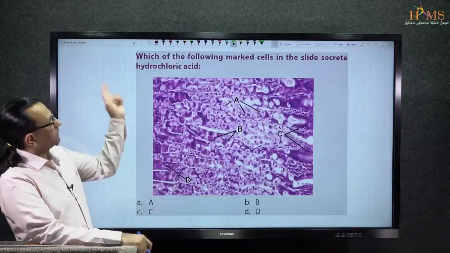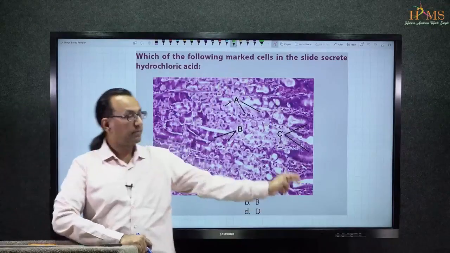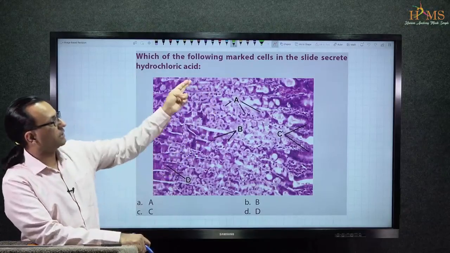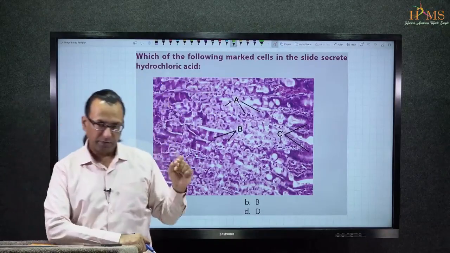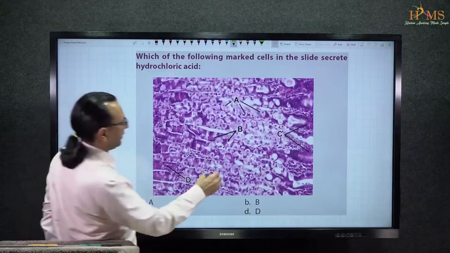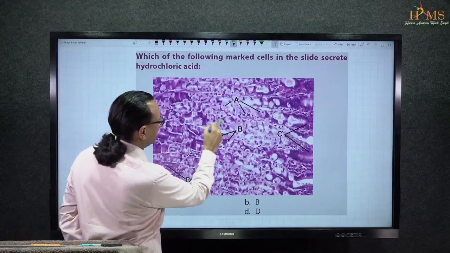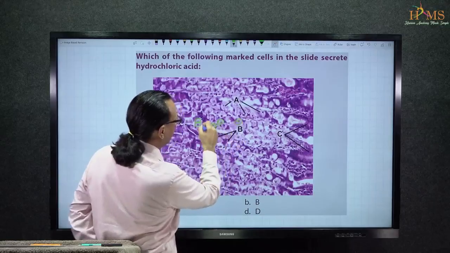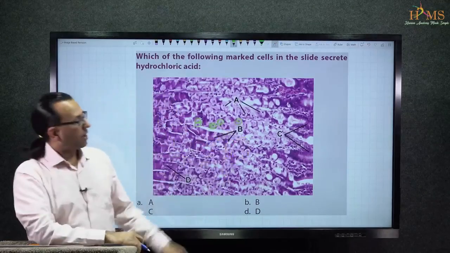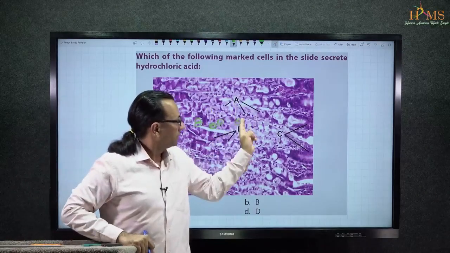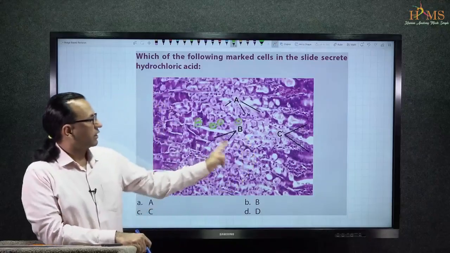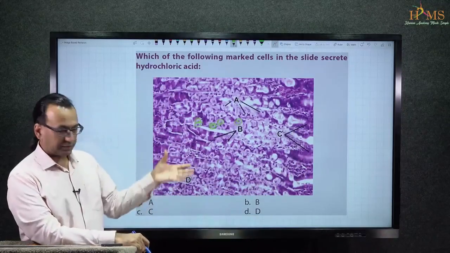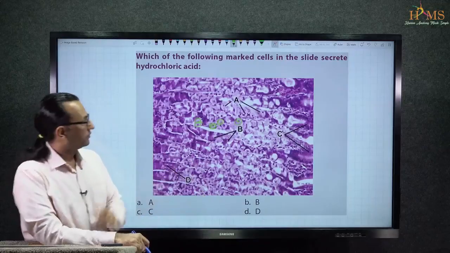The present question is asking which of the marked cell is giving hydrochloric acid. That will be the parietal cell, which is also called oxyntic cell, and they have very particular, typical appearance, which is seen here. These cells have some fried egg appearance, and that is parietal cell. So marker A should be our answer. Then what is this marker B or marker C or marker D here? Let us have some details now.